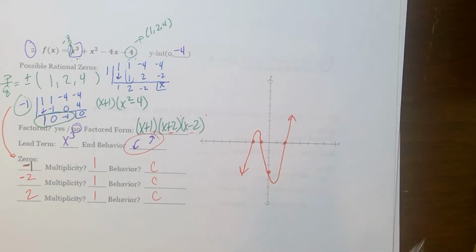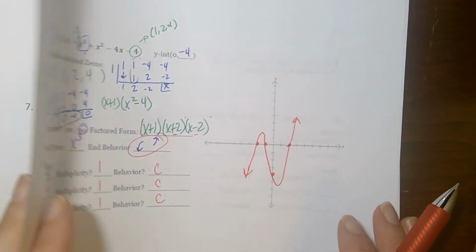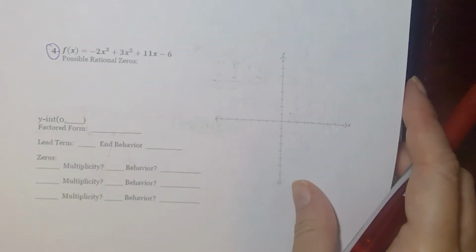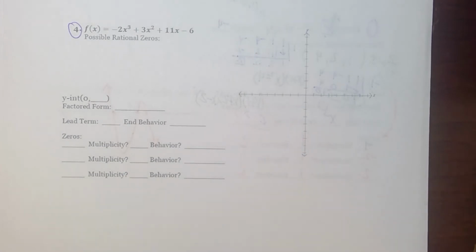Let's do one more on number 4. As I said, we're just going to do the even examples. We're going to skip the odds for now.